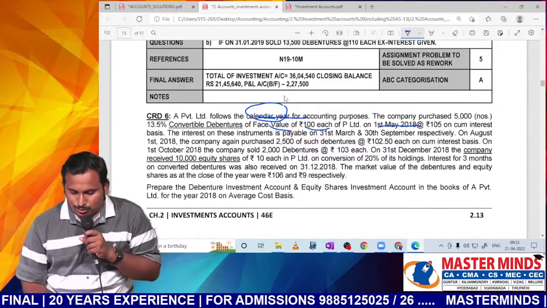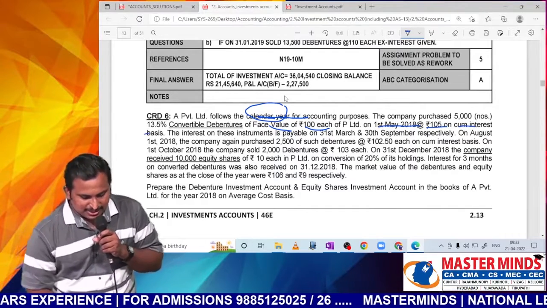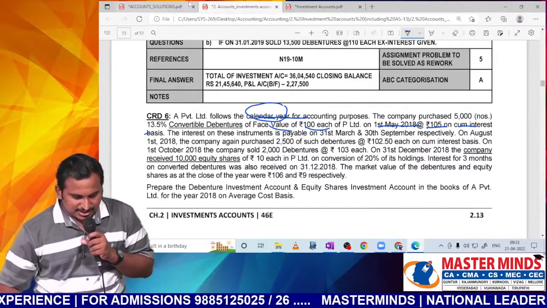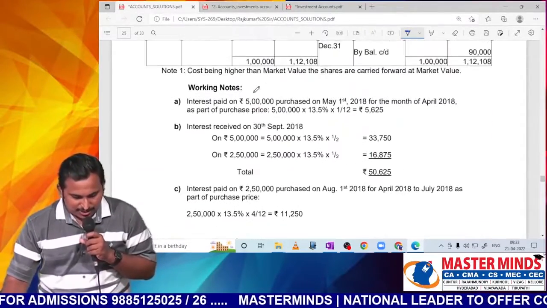The company purchased 5,000 numbers of 13.5% convertible debentures of face value of 100 each of P Limited on 1st May 2018 at the rate of 105 on cum interest basis. So this was the transaction, sir. So how we will record, sir? For the purchase, we'll write the working note.